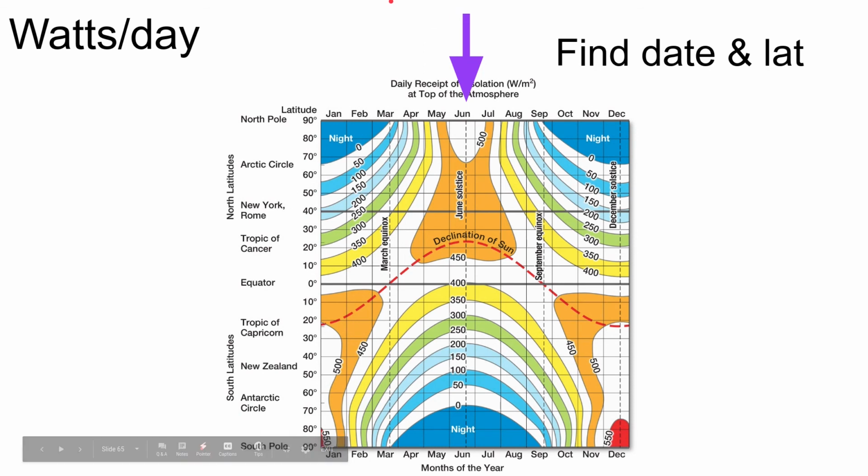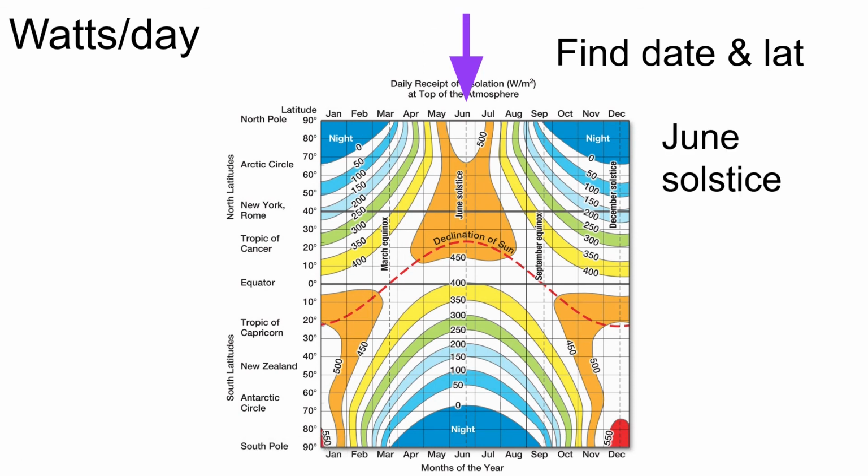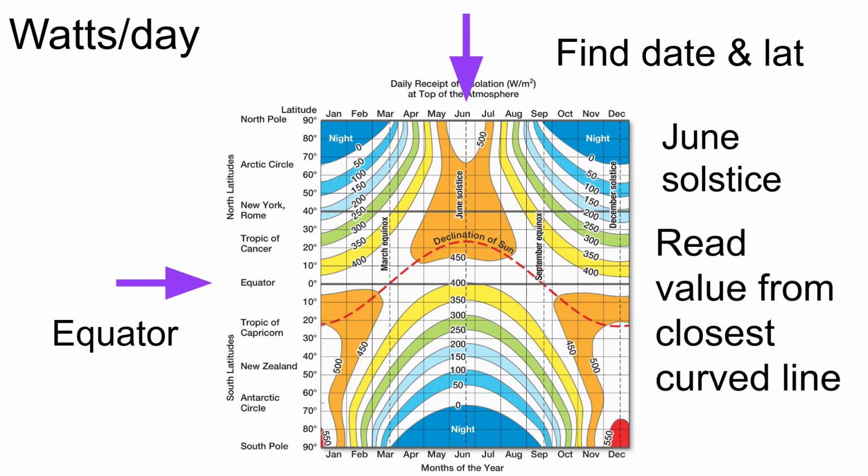So you find the date, June solstice, find the latitude, the equator, then you read the value from the closest curved line. The intersection is right there of that time and that space, and you look for the curved line that's closest. In this case, it's smack dab on the 400 watts line. So if I asked you what is the daily insolation at the equator on the June solstice, the answer is 400 watts per square meter per day.